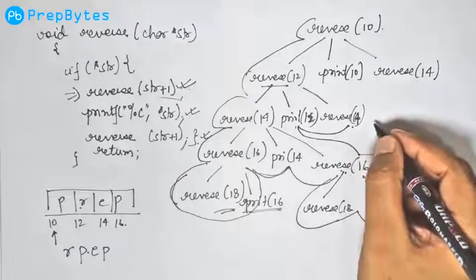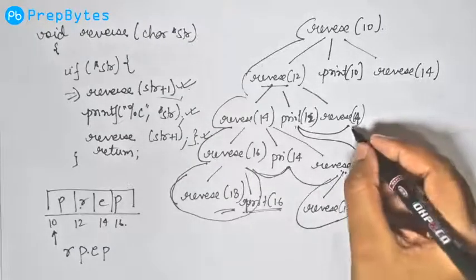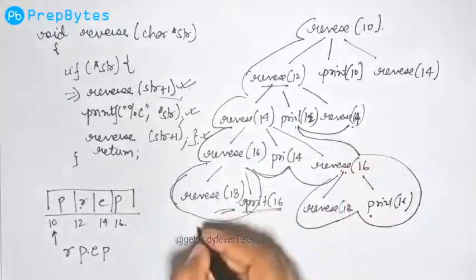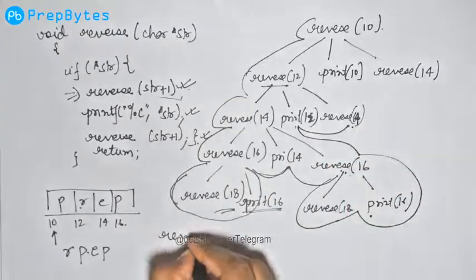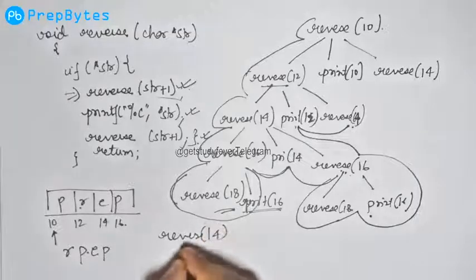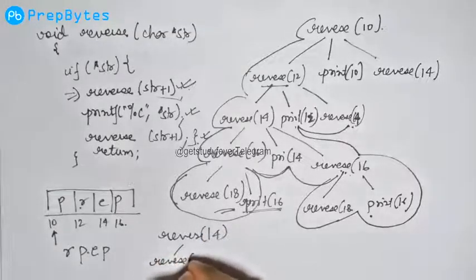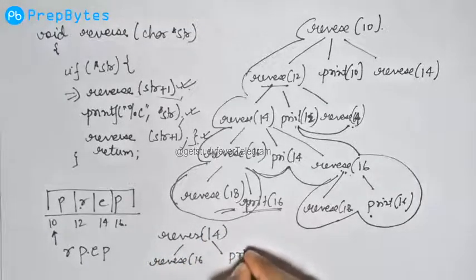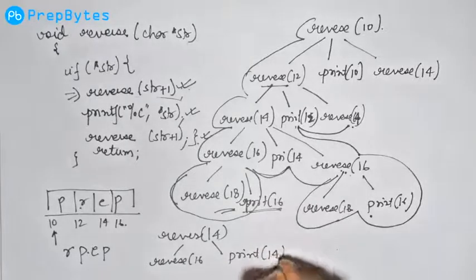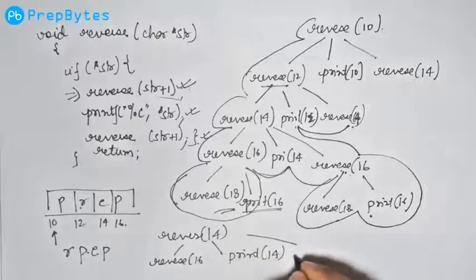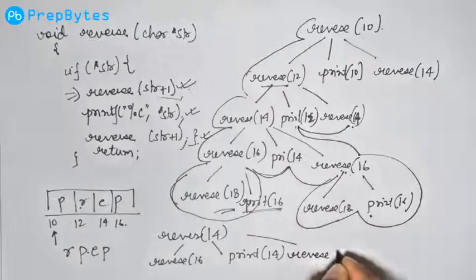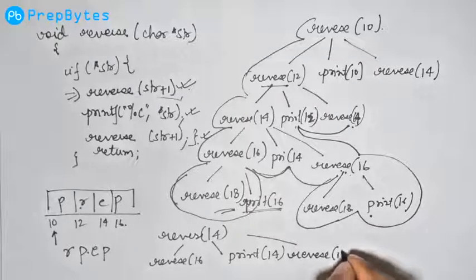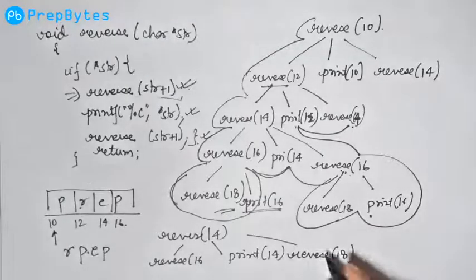So let's say we have reverse 14, okay, let's write reverse 14 here. Reverse 14 will further call reverse 16 and print 14 and reverse 18. So again this will further form a tree. This is how we keep on forming a tree.